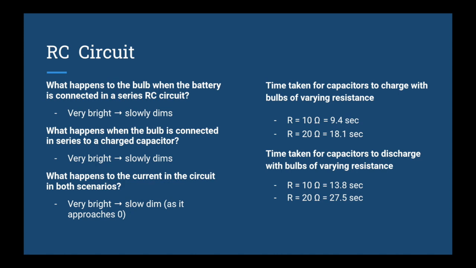Here I worked with an RC circuit and utilized changed resistor values to observe how a light bulb works when a battery is connected in series in an RC circuit compared to being connected in series to a charged capacitor. Both were read on a 10 ohm bulb and a 20 ohm bulb. I found that in both cases the bulb lights up very brightly, then slowly dims over time as it moved towards 0. And I found that it took less time for a capacitor to charge than it did to discharge. And overall, I found that it took longer for both charging and discharging for the 20 ohm bulbs.